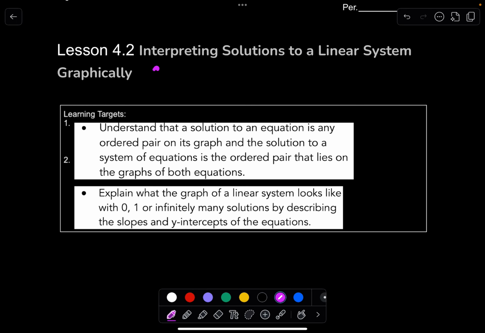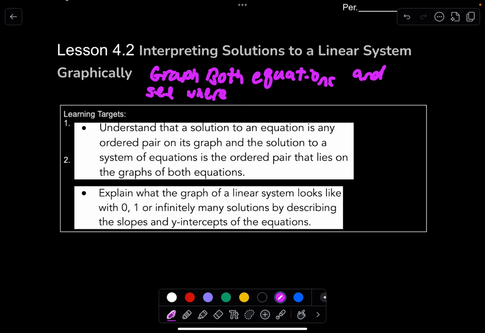Basically, what that means is we are going to graph both equations and see where they cross. And where they cross, that's the solution. If they don't cross, there are no solutions. And on the rare occasion that you graph both equations and it turns out to be the same line, we say there are infinitely many solutions. Basically, every point on one equation is a solution to the other equation.